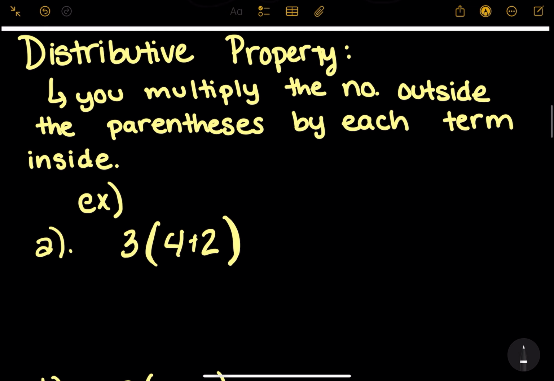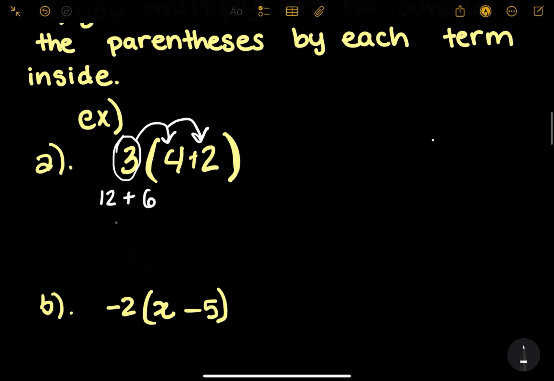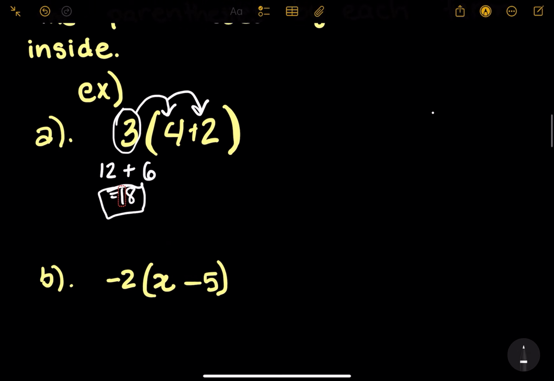Next, we have the distributive property. It's basically when you take the number outside of the parentheses and then multiply it by each term within the parentheses. Okay, so here for this one, we're going to do 3 times 4, which is 12, plus 3 times 2, which is 6. Okay, 12 plus 6 is equal to 18, and that's your answer.